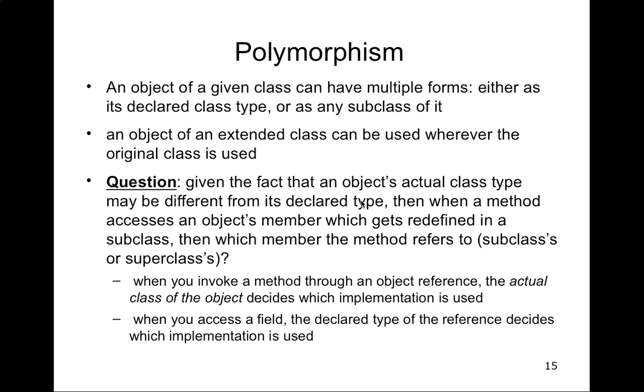So question: given the fact that an object's actual class type may be different from its declared type, when a method accesses an object's members which get redefined in a subclass, which member does the method refer to, the subclass's or the superclass's? Here's the answer. When you invoke the method through the object reference, the actual class of the object decides which implementation to use. You get that with polymorphism when you start doing upcasts and you have data that's hidden. Then you know it's either data members or member functions that are hidden, and then you cast the object. You turn the student into a person, or the tetra into a dino. Then it decides on the fly which object type you are, as to which method and which data it's actually going to use, which is kind of weird. And that's polymorphism because you're morphing.